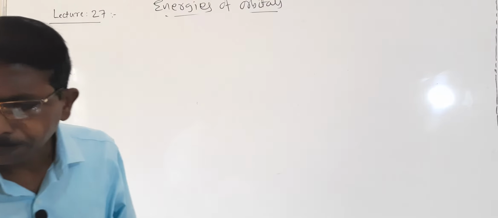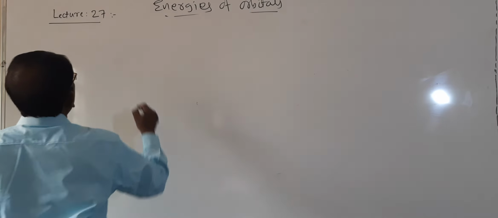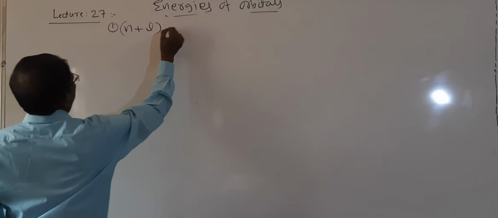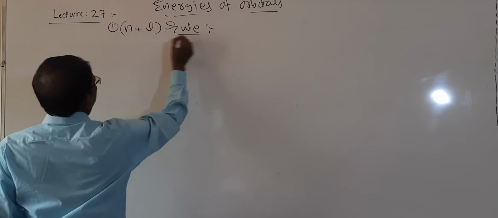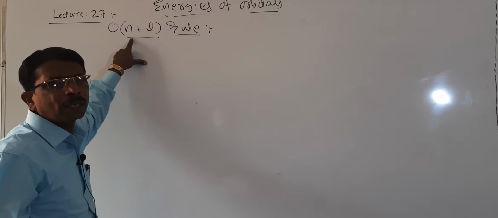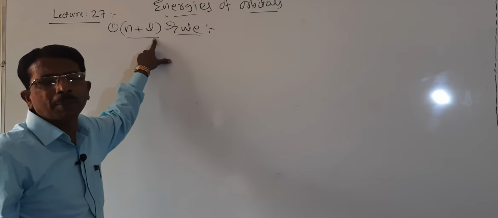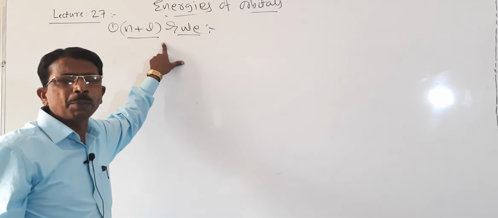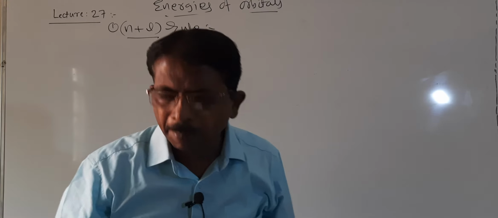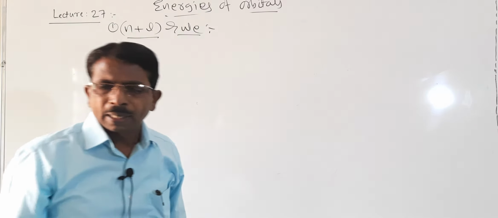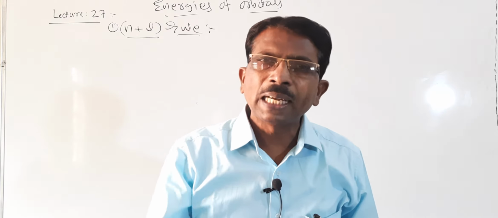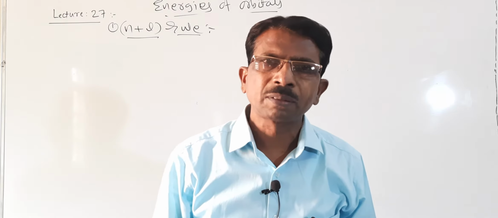Look here students, first one, number 1, n plus L rule. n is the principal quantum number, L is the azimuthal quantum number, both are combined here, n plus L rule. So what is n plus L rule? Remember students, this rule helps in comparing the relative energies of two orbitals.